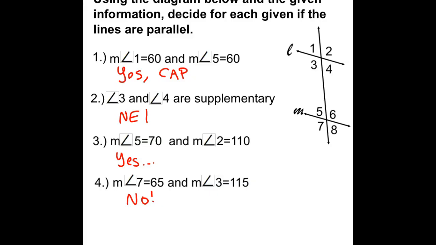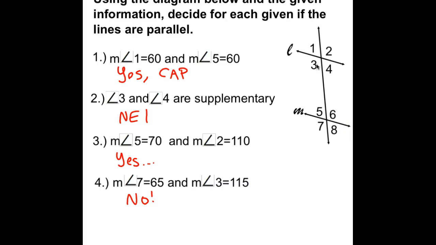So 1 is a yes because 1 and 5 are corresponding angles, and by the converse of the corresponding angles postulate, if those are the same, the lines are parallel. 2 is a true statement, but it's not enough information. 3 and 4 are supplementary. That's great that these 2 add up to 180, but I need to know something about one of those 4. So that was just not enough information.